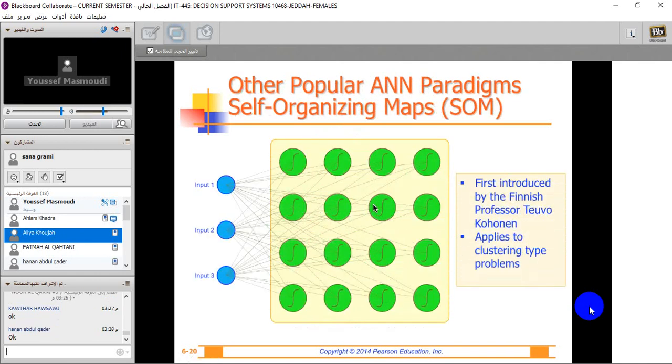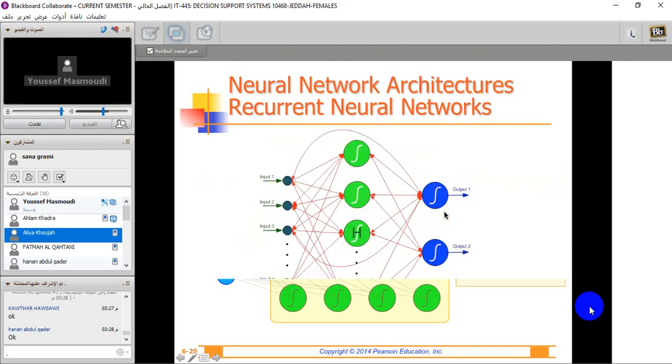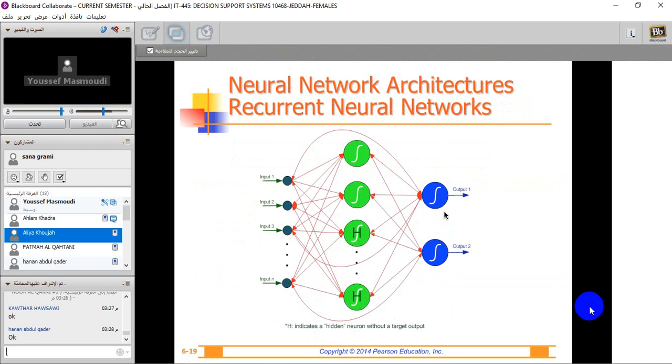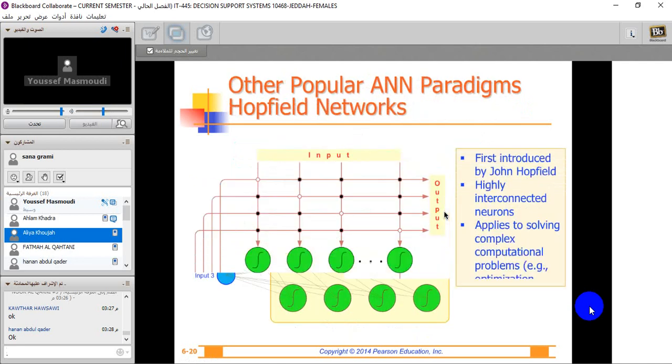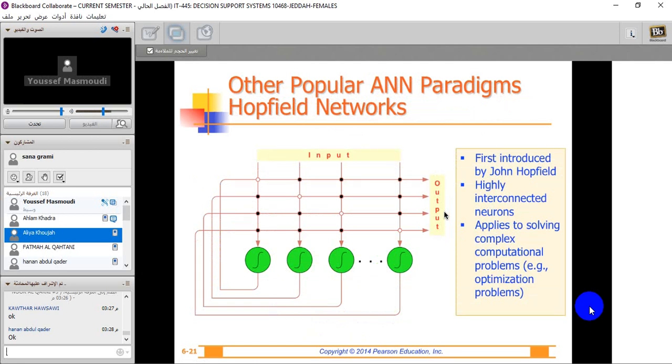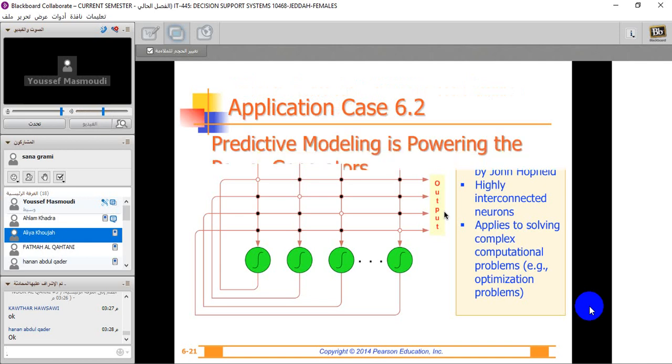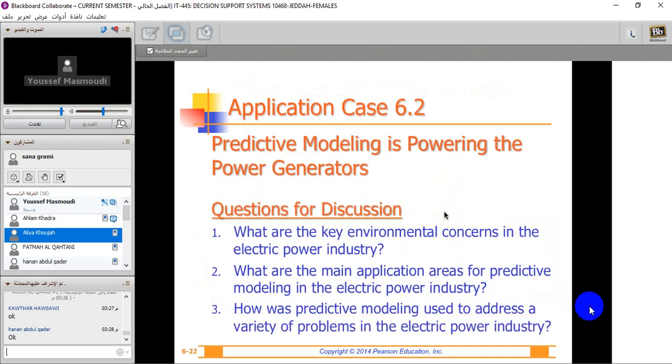Another architecture is the self-organizing map, or SOM. Here we have a map of several summation functions. You just have to remember the names of these architectures: the feed-forward, the recurrent neural network, and the self-organizing map. Another popular paradigm is the Hopfield network. Okay, here you have application cases.